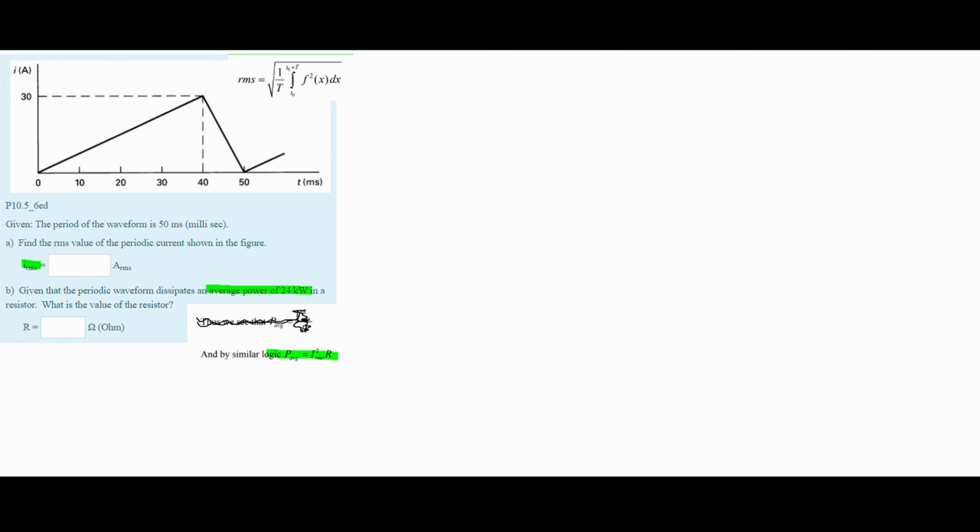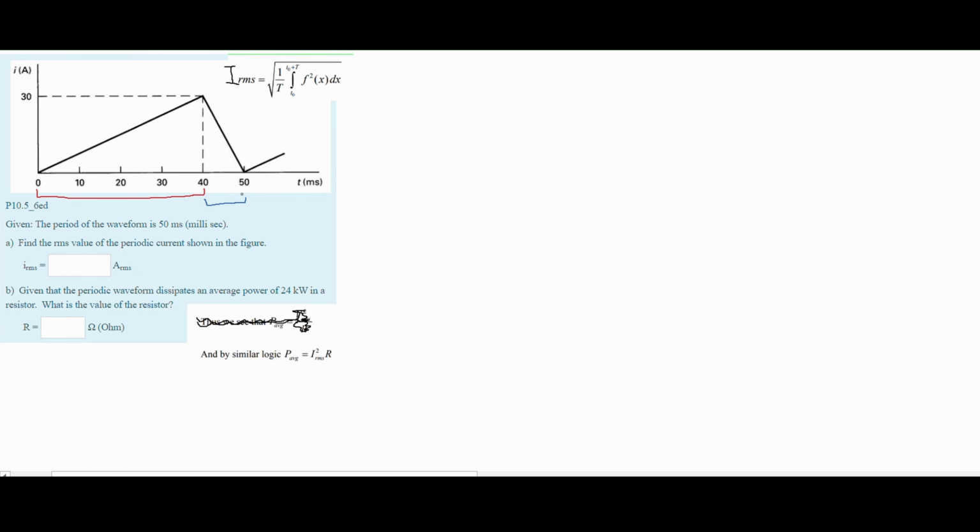And to find our IRMS, we are going to be using this formula. So I'm just going to rewrite this as IRMS. When we're looking at our waveform, we can see that we have two parts of it. We have this part from 0 to 40 that has the same slope, so it'll have the same formula. And then we have the part that's from 40 to 50. With different slope comes a different formula.